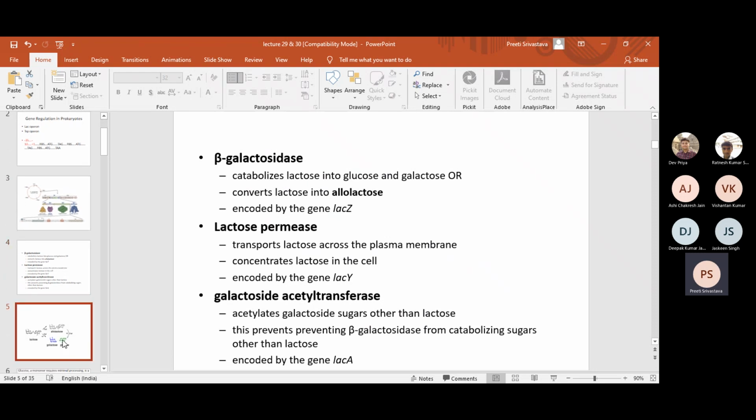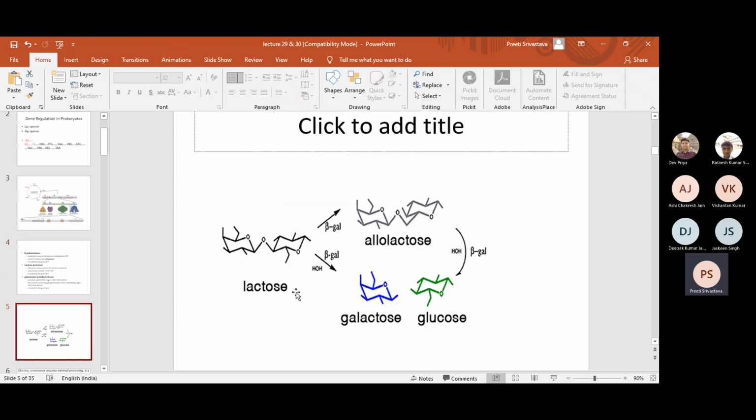This is the typical diagram which shows how lactose can be acted upon by the enzyme beta galactosidase and converted into glucose plus galactose, or it can be converted into allolactose, which in turn can be converted further.